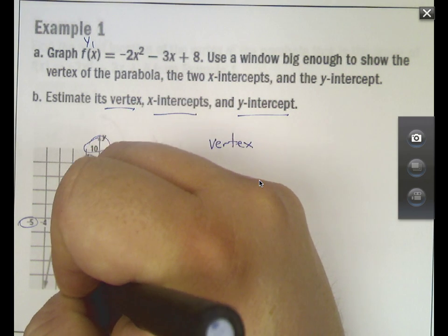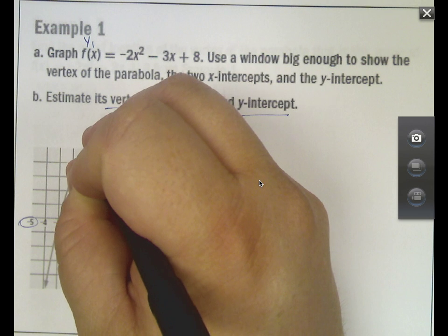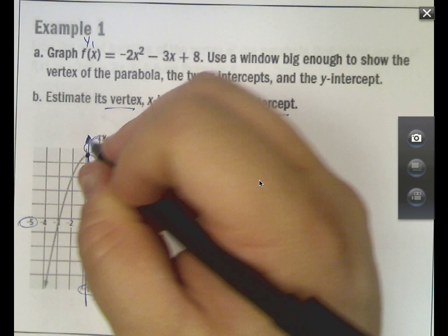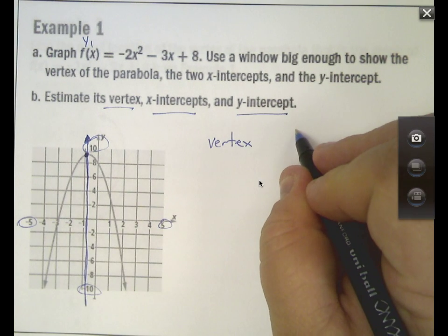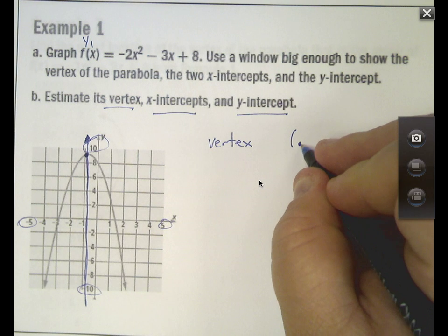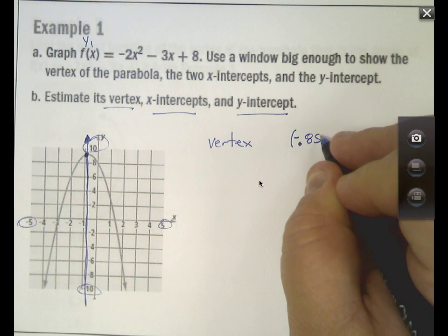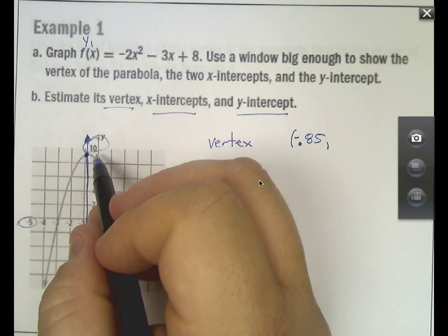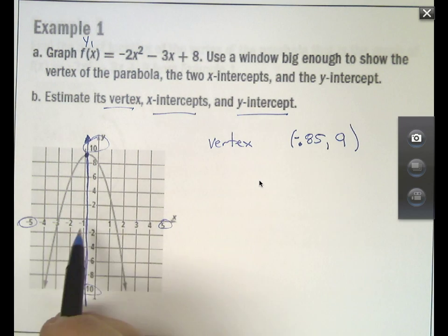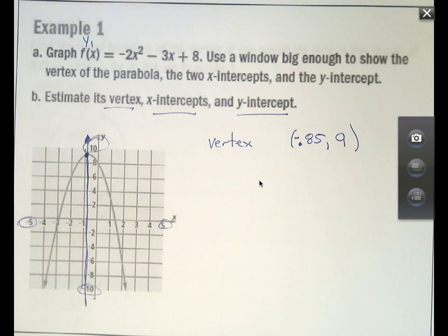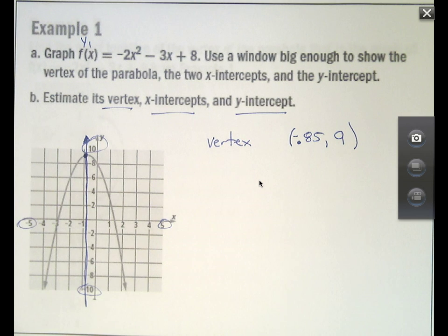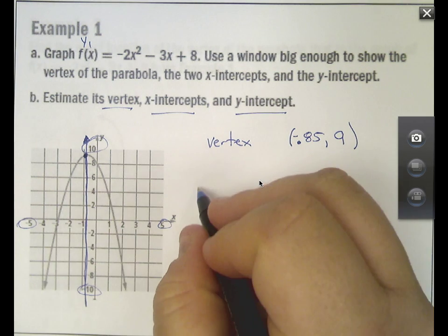And it looks like our axis of symmetry runs right through here, about right in the middle. So my vertex is a coordinate point. My coordinate point for this is going to be close to -1, but not really. So I'm going to say -0.85, comma, and the height is about 9. Now, if you said -1, I'm probably not going to hesitate to give you that as a correct answer. But there's my vertex.